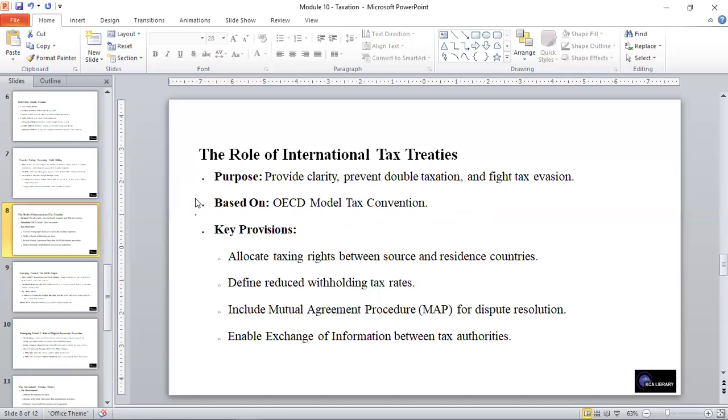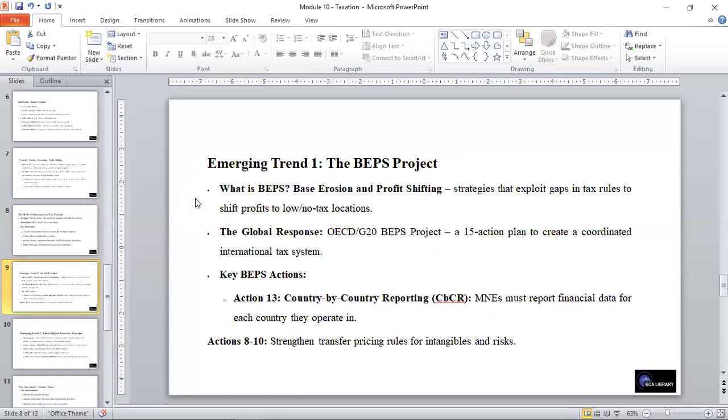And the key provisions are, one, it allocates taxing rights between source and resident countries. It defines reduced withholding tax rates. Also, it includes a mutual agreement procedure for dispute resolution. And lastly, to enable exchange of information between tax authorities.